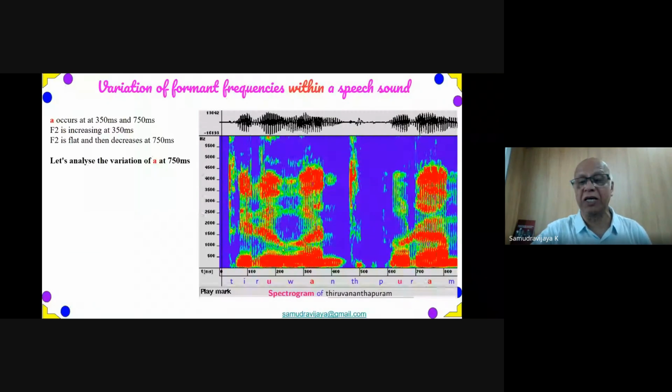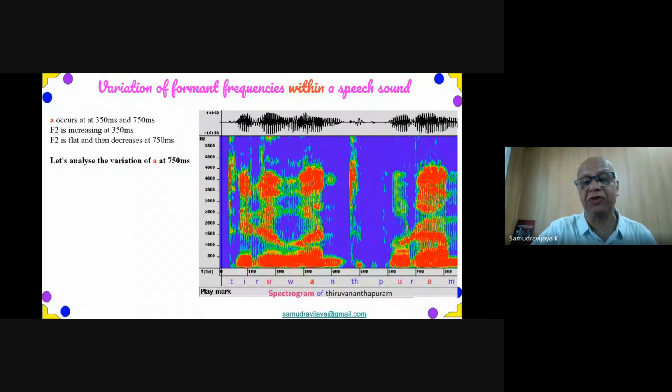Let us look at the same word Thiruvananthapuram. We concentrate on the vowel A. The vowel A has begun somewhere here, around 700 milliseconds, and ends at around 820 milliseconds. Let us look at the second formant frequency of the vowel A. It is constant. At the end, it decreases. Why? Because the second formant frequency of the next sound, ma, is smaller. Therefore, even within one vowel, it is constant, then decreasing.